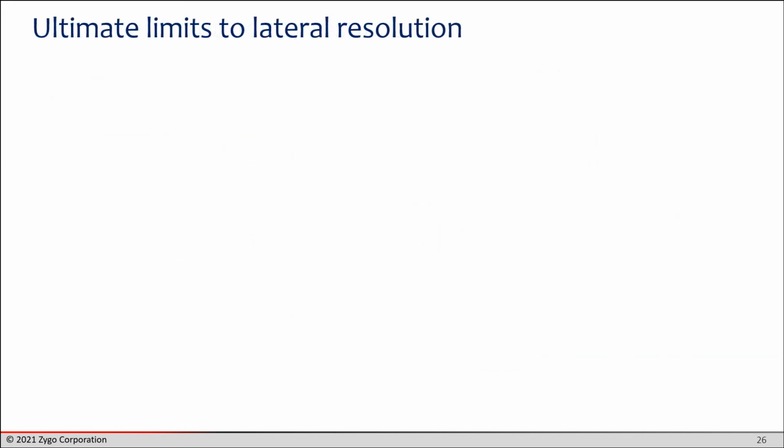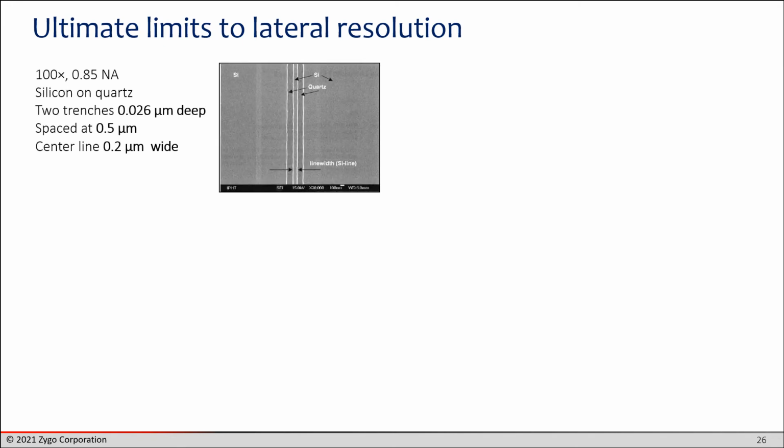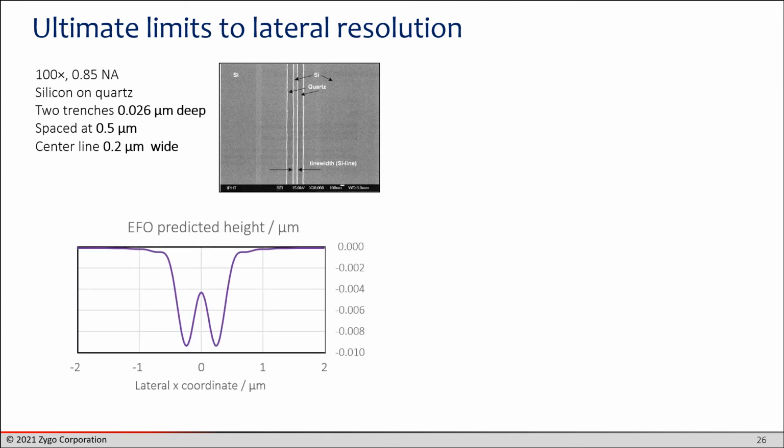A common question is, what is the ultimate lateral resolution of a given CSI instrument? So as an example, suppose we have two trenches, center on center, 500 nanometer separation, and a center line that's just 200 nanometers wide. So if such things exist as physical artifacts, you can test this. If we look at the modeling at 100x, 0.85 NA, we find that those two trenches are resolvable. They are blurred, but they are resolvable.